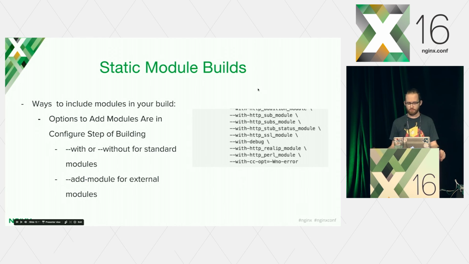Before that, let's talk about how static built modules are normally built. During the configure step within the NGINX build, you generally include all the modules that you want. If they're part of the standard module set, it's just a --with or --without if you want to include it or not. And then you also have --add-module for any external module that you're adding into your specific build. All that occurs in the configure step, when it's getting ready to build your makefile.